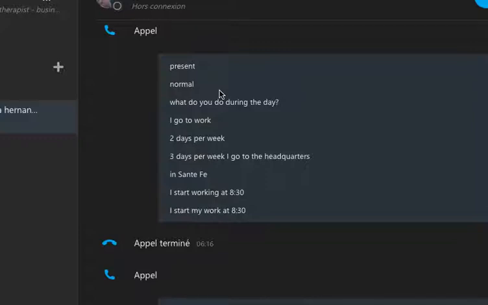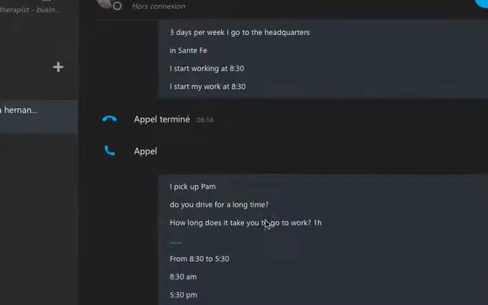So I go to work. So 2 days per week you are in a very specific place, and 3 days per week, well, you can say I go to the headquarters in Santa Fe. I go, you see, it's a present simple. I go to work. What do you do? It's a present simple. I start working at 8:30. It's a present simple. Simple present, you can say both. I start working at 8:30 and I start my work at 8:30.